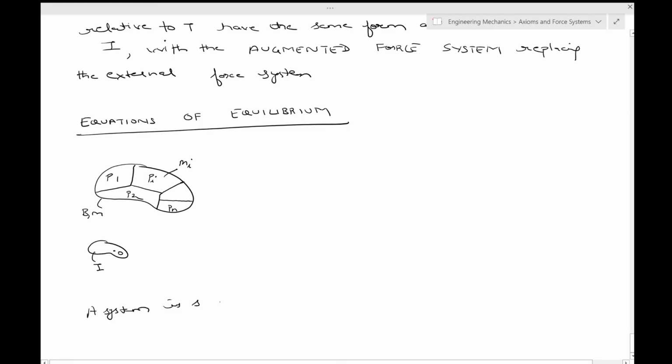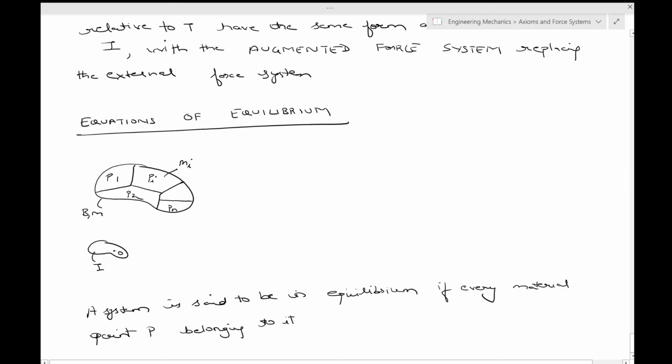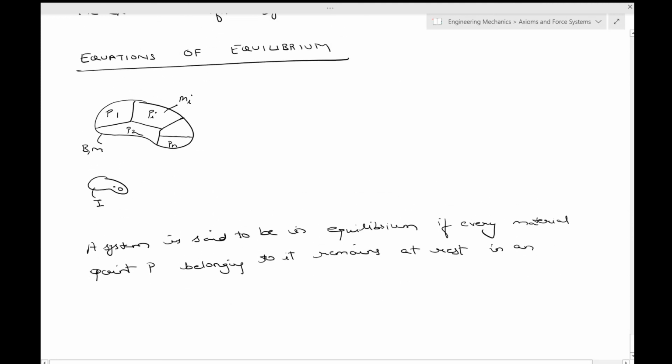is said to be in equilibrium if every material point P belonging to it remains at rest in an inertial frame. In an inertial frame I.